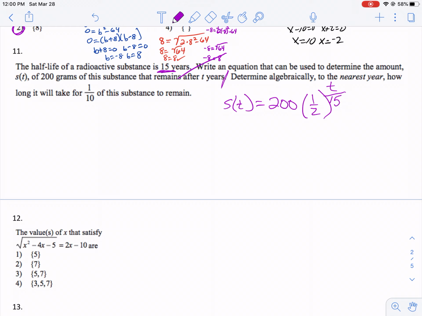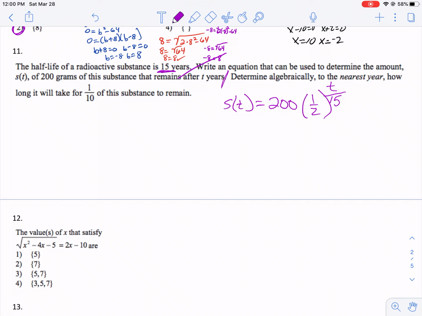So think about it. If the time were 15 years, we'd want the half-life to execute once. 15 over 15 is 1. If the time were 30 years, the half-life would have had to execute twice, and 30 divided by 15 is 2. So when the half-life is anything other than a year, you take the number of years and divide by that number to adjust how often it happens. So there's our equation.